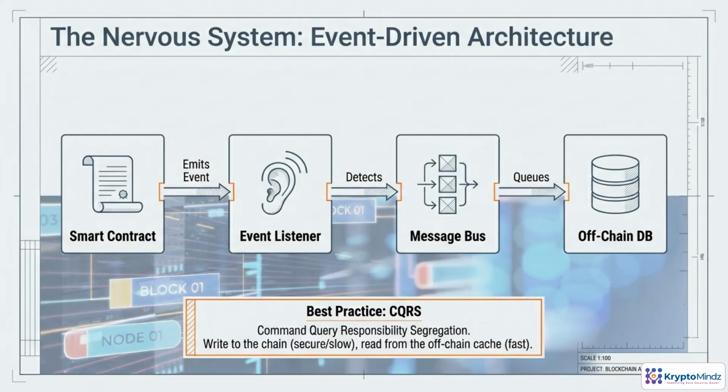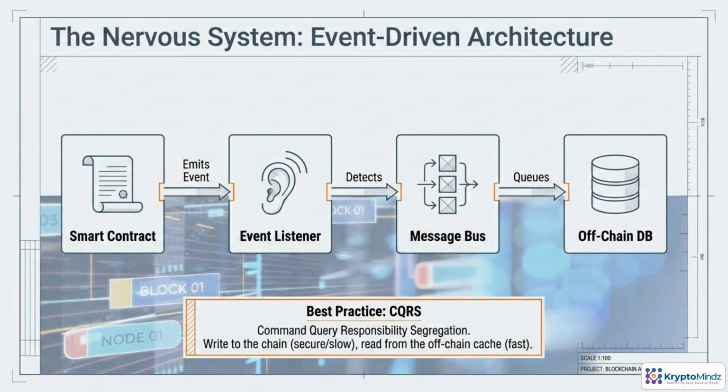Now let's look at how your blockchain actually connects to the rest of your systems. Think of it like a nervous system. Smart contracts are the brain, but they're not optimized for heavy reading or complex queries. Instead, each important state change emits an event. Event listeners pick up those events and push them into a message bus, which reliably queues and distributes them to off-chain services. Those services update an off-chain database that's tuned for fast queries and reporting.